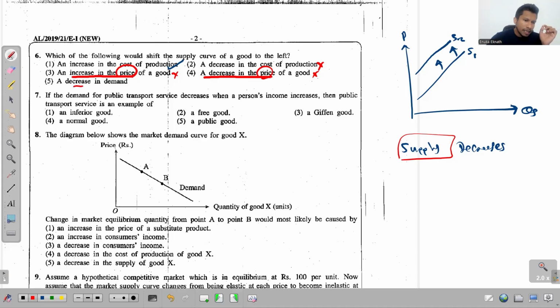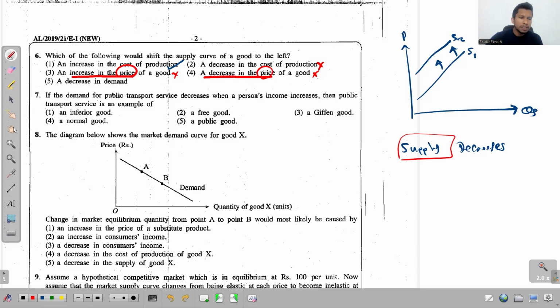The fifth one says decrease in demand. See that now, demand and supply are independent. When demand changes, nothing happens to the supply. So those are independent variables. So the answer for this question 6 is the first one.